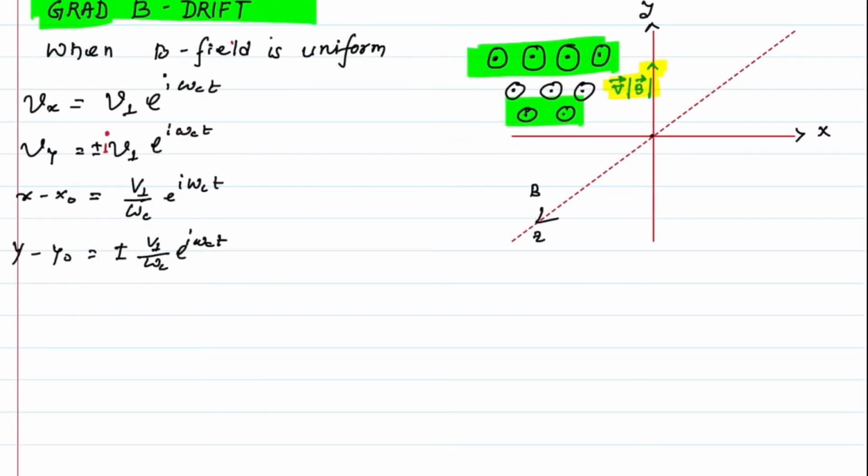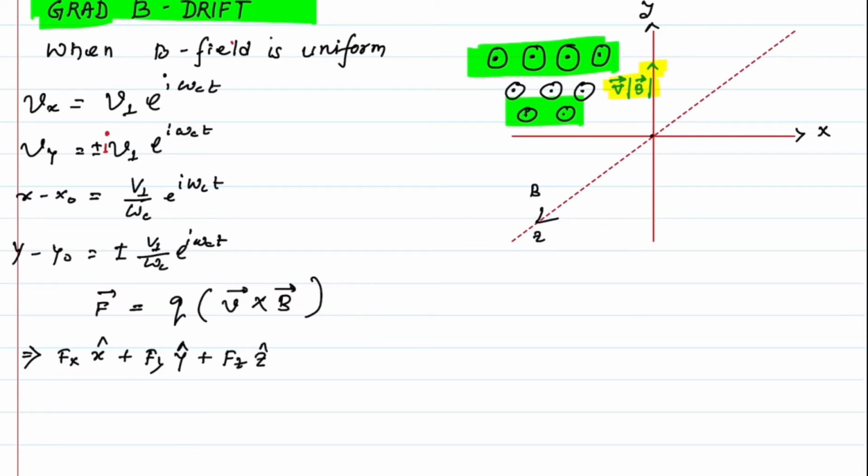Okay, now you see, this force F is equal to Q. If the charge Q is moving with velocity v, then it is given by Q into V cross B. Okay, V cross B. Now you see, this can be resolved into three components: Fx x cap, plus Fy y cap, plus Fz z cap, is equal to Q into V cross B.